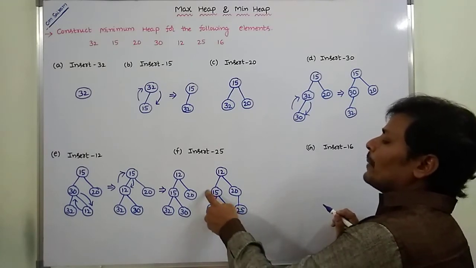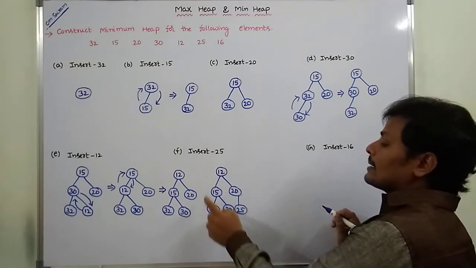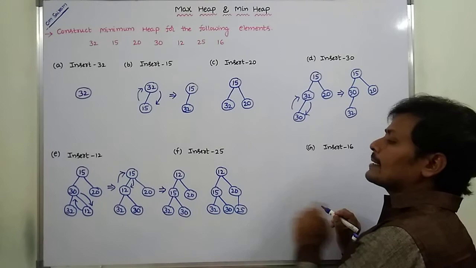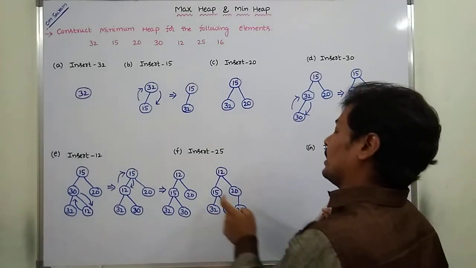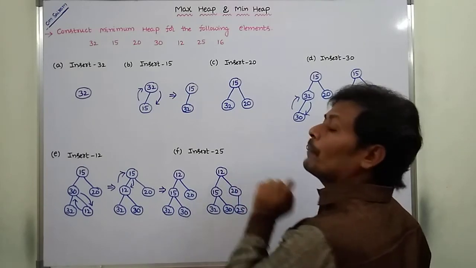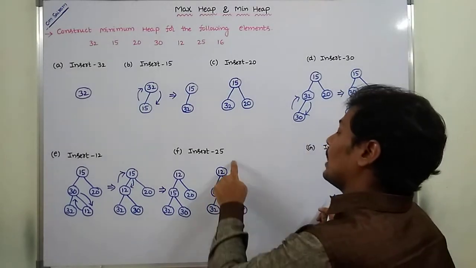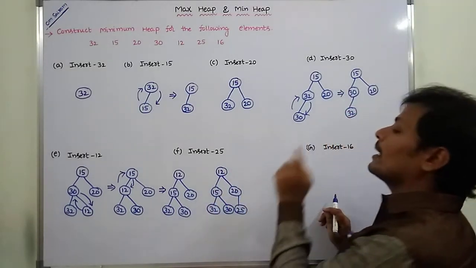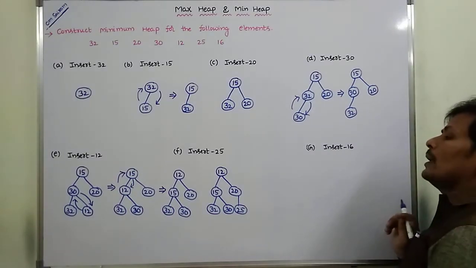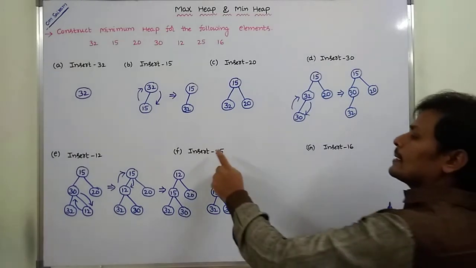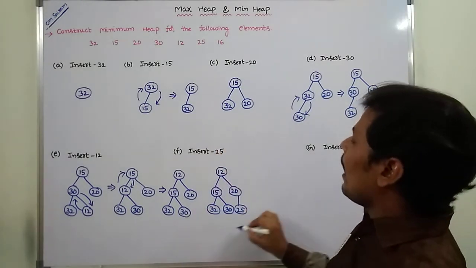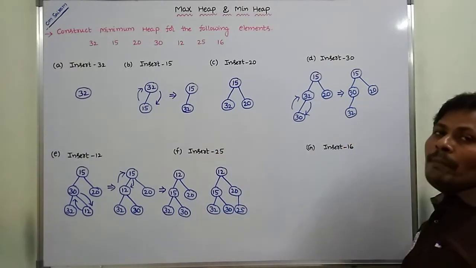32 and 30 have the parent 15. So 15 is less than 32. 15 is less than 30. It satisfies the minimum heap property. 15 and 20 have the parent 12. So 12 is less than 15. 12 is less than 20. So it satisfies the minimum heap property. After inserting 25, this is the resulting minimum heap.